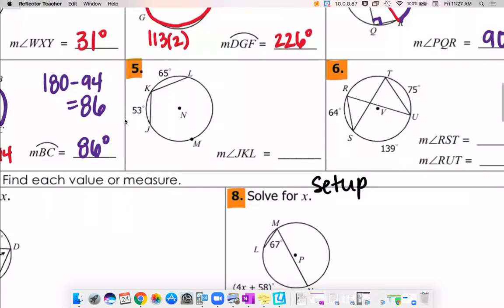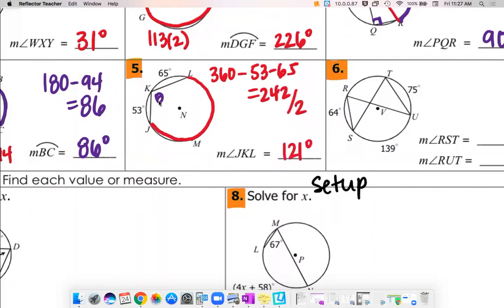Okay, this one wants the measure of angle JKL. So we want to know what that angle measure is right there. So they give us this little arc is 53, this little arc is 65. So then to get the rest of the circle, I can just subtract those from 360. So if I did 360 minus 53 minus 65, I'll get that that's 242 degrees. So this whole arc right here is 242. And then remember, the inscribed angle is half of that. So to get that angle, you're just going to divide by 2. So you'll get that that angle is 121 degrees.